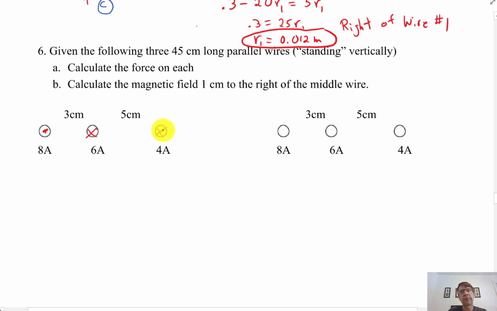All right, I'm going to do this problem twice. That's why I have the diagram twice over here. Okay, so those are 3 wires, and it says calculate the force on each one. So we're going to use the shortcut equation.